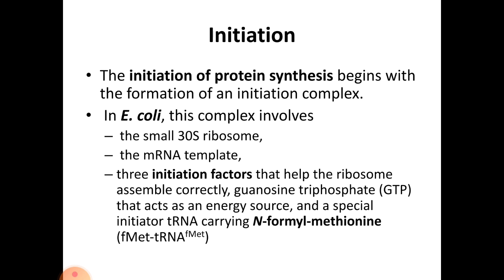Let's begin with initiation. The initiation of protein synthesis begins with the formation of an initiation complex. In E. coli, this complex involves a small 30S ribosome, the mRNA template, and three initiation factors that help the ribosome assemble correctly. They are guanosine triphosphate or GTP that act as an energy source and a special initiator tRNA carrying N-formyl methionine.